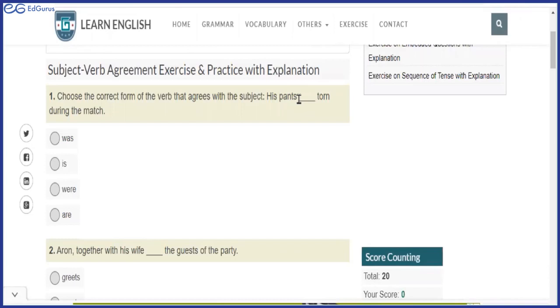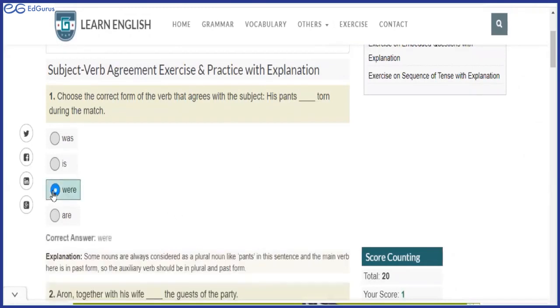Is that clear? Have you bought pants? I have to do shopping. My all pants are gone. Got it? Yes, ma'am. So pants meaning a pair of pants, but only pants meaning number of pairs of pants. So here pants is the plural subject. So the verb would be plural, that is were. You see the answer is correct here?